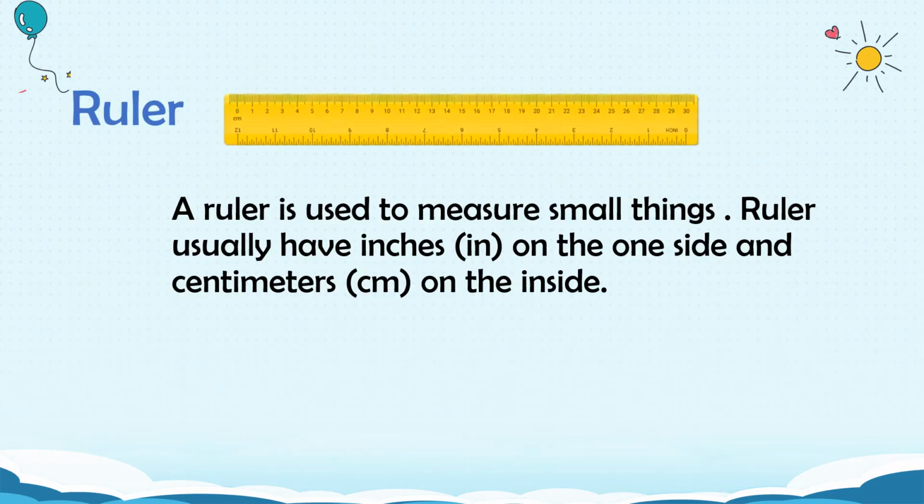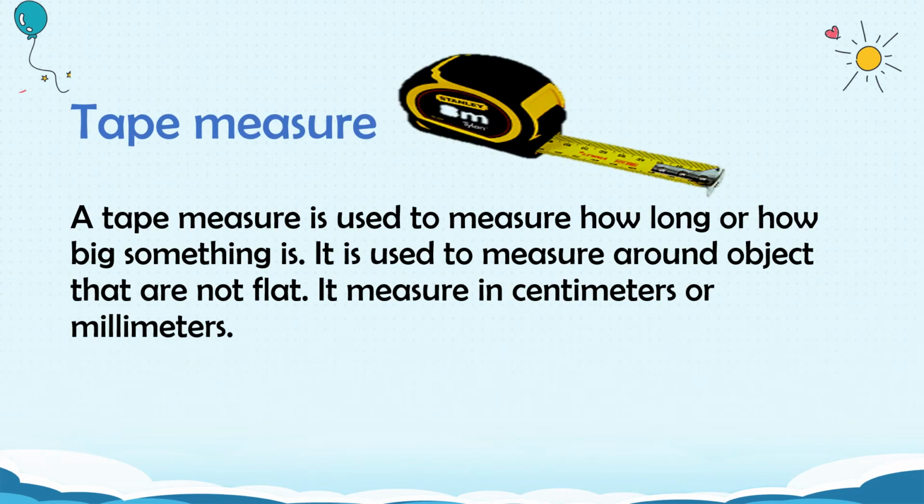So what is a ruler? A ruler is used to measure small things. Rulers usually have inches on one side and centimeters on the other side. And what is a tape measure? A tape measure is used to measure how long or how big something is. It is used to measure a round object that is not flat. It measures in centimeters or millimeters. So we use the tape measure to measure the longest objects.